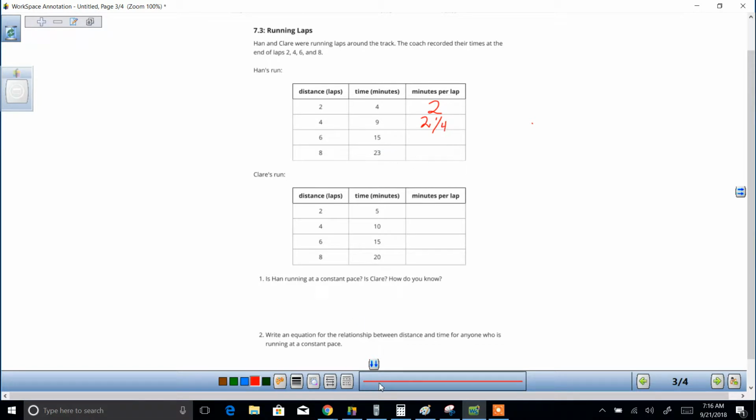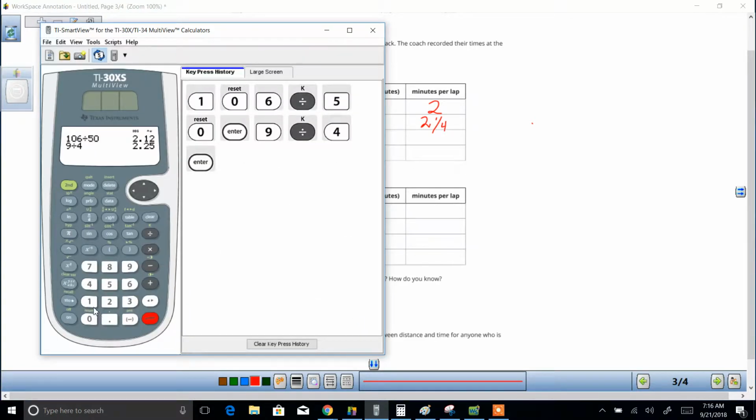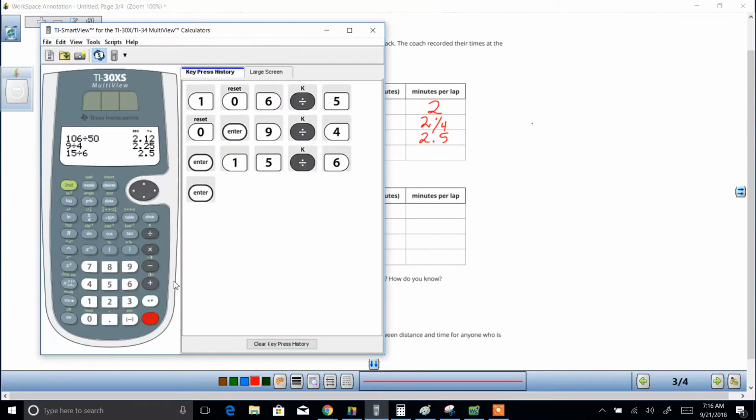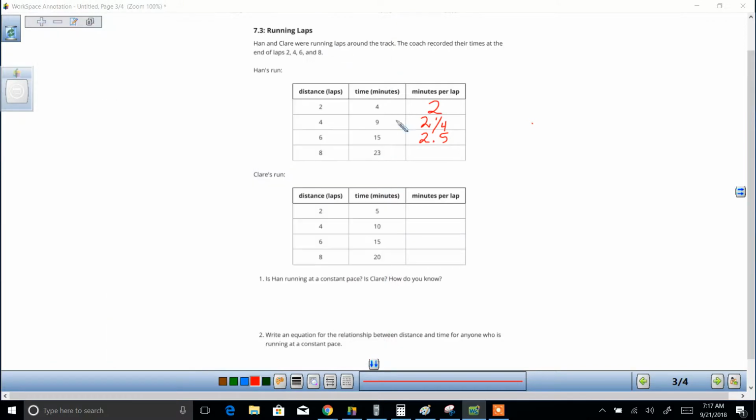And then 15 divided by 6. The next one, 15 divided by 6. That comes out to be 2.5. And then 23 divided by 8 is the last one there. 23 divided by 8. And that comes out to be 2.875.